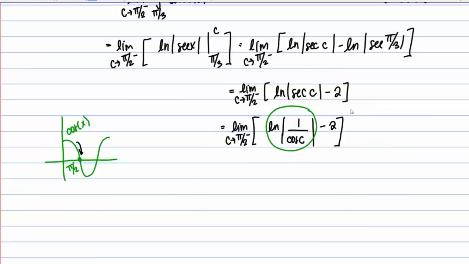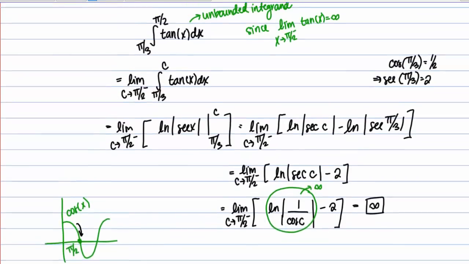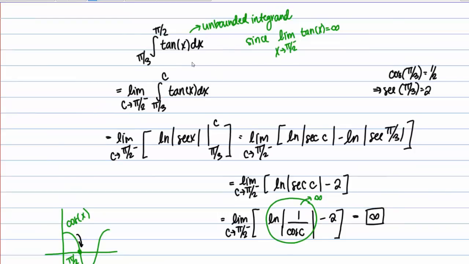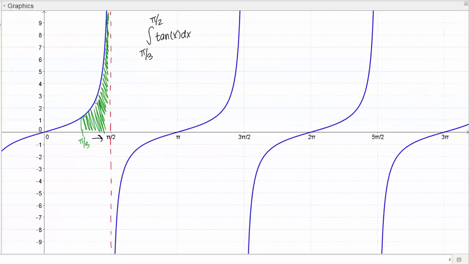If we know the behavior or the graph of the natural log, we know that as the argument gets larger and larger without bound, then the natural log itself is also going to get larger and larger. So this term is approaching infinity. And infinity minus 2 is still infinitely large, so we find that the answer to this limit is infinity. That's actually the answer to our original integral. Or what we might say is that this integral diverges. So this area that we shaded in green just continues to get larger and larger without bound.